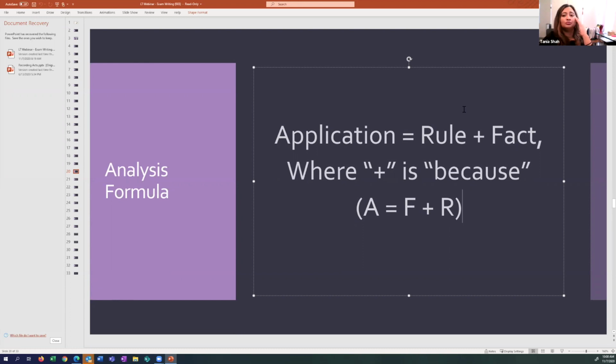All right, what does rule plus fact mean? I understand a lot of you know this conceptually, right? I don't think there's a single one of you or any of my students who doesn't know that application equals rule plus fact. But the question is, what does rule plus fact mean? And the plus is the because. It is the because. And so this is brilliant, Professor Raposa. And this is why I know why she's been voted Professor of the Year two years in a row. Sorry, I had to just do that little plug for her.